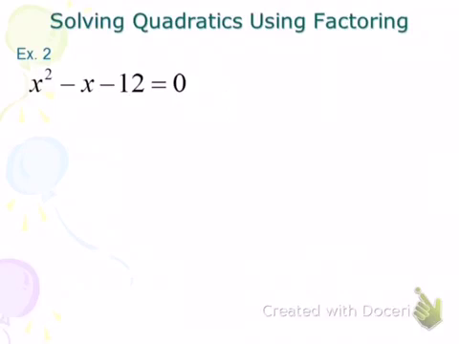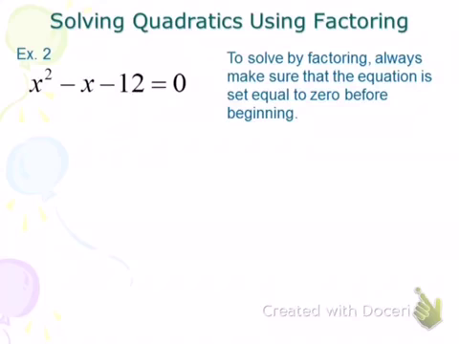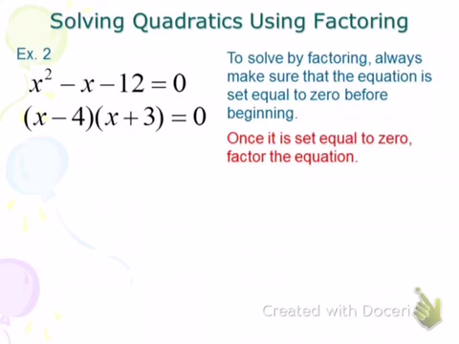So what's the factorization of x squared minus x minus 12? Billy, you got this, buddy? What's the factorization of x squared minus x minus 12? Stay focused. x minus 4 times x plus 3. Yes. Keeping in mind that it has to equal 0 if we're going to use the zero product property.